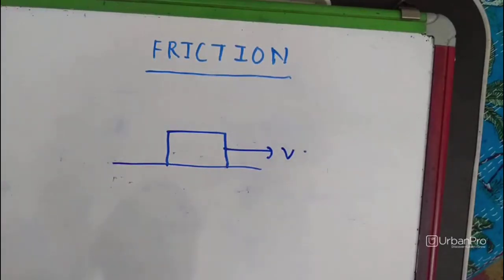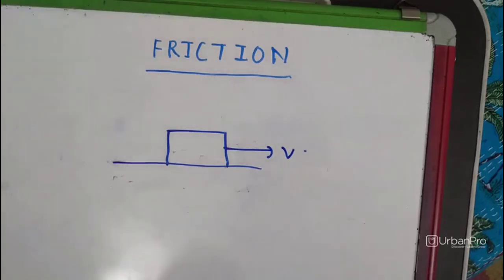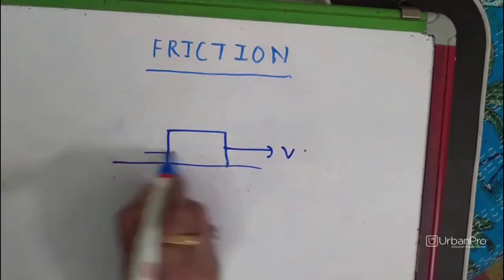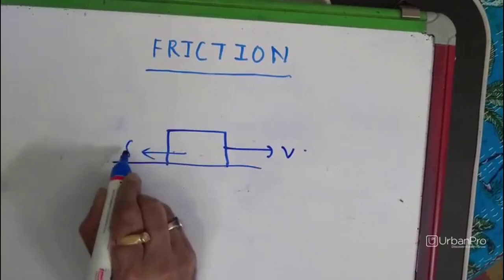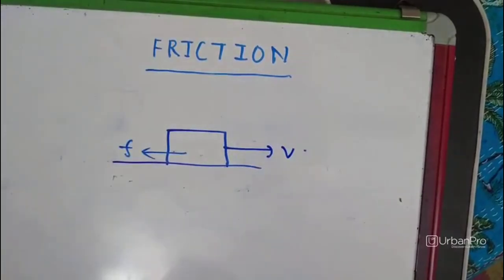Supposing a car is moving at a speed v towards the right. Now, if the driver were to put the engine off, what do you think will happen? The car will move a certain distance and it's going to stop. So why is that? Because there is a friction force denoted as small f acting backwards.